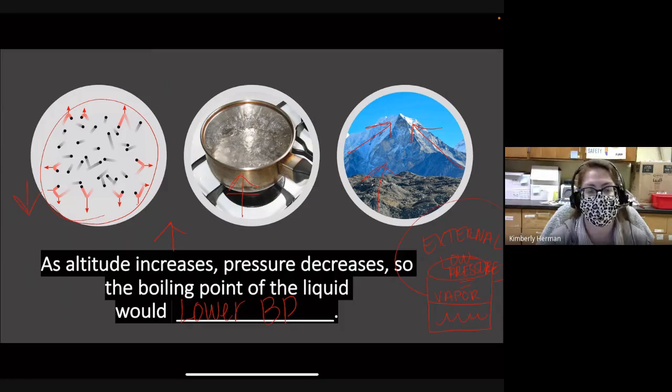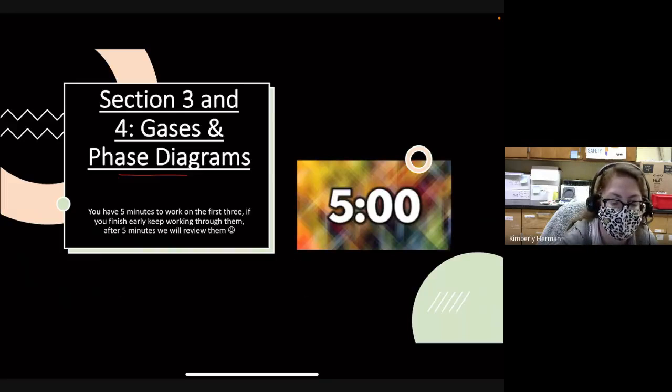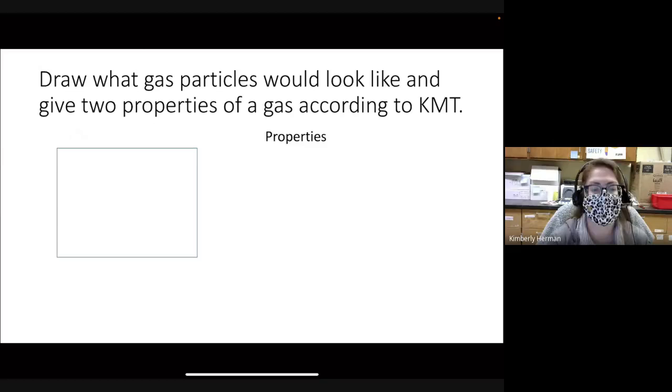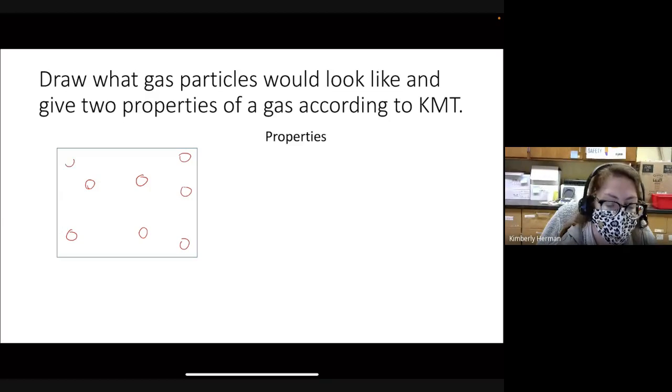We saw this in class that Denver and Mount Everest would have a lower boiling point than us because we're right about at sea level. Okay, section 3 and section 4, we have gases and phase diagrams that we're going to look at. Now we go a little bit lighter on gases because we're going to spend the whole next unit looking at gases. So, draw what gas particles would look like and give two properties of a gas according to kinetic molecular theory. So remember, we're going to have smaller spheres and we're going to draw them very far apart.